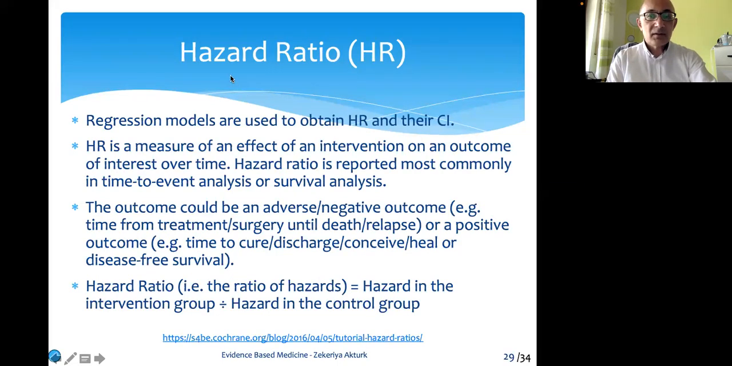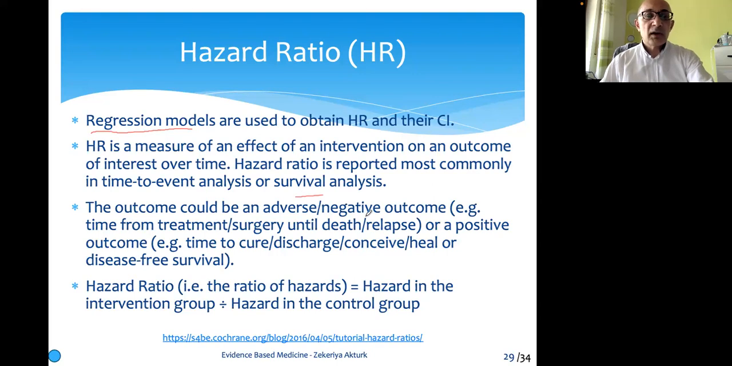Lastly, in this chapter, hazard ratio. Let us read from the slide. Regression models are used to obtain hazard ratio and their confidence intervals. So this is a statistical method. Using the regression models, we calculate the hazard ratios. Hazard ratio is a measure of an effect of an intervention on an outcome of interest over time. Hazard ratio is reported most commonly in time to event analysis or survival analysis.